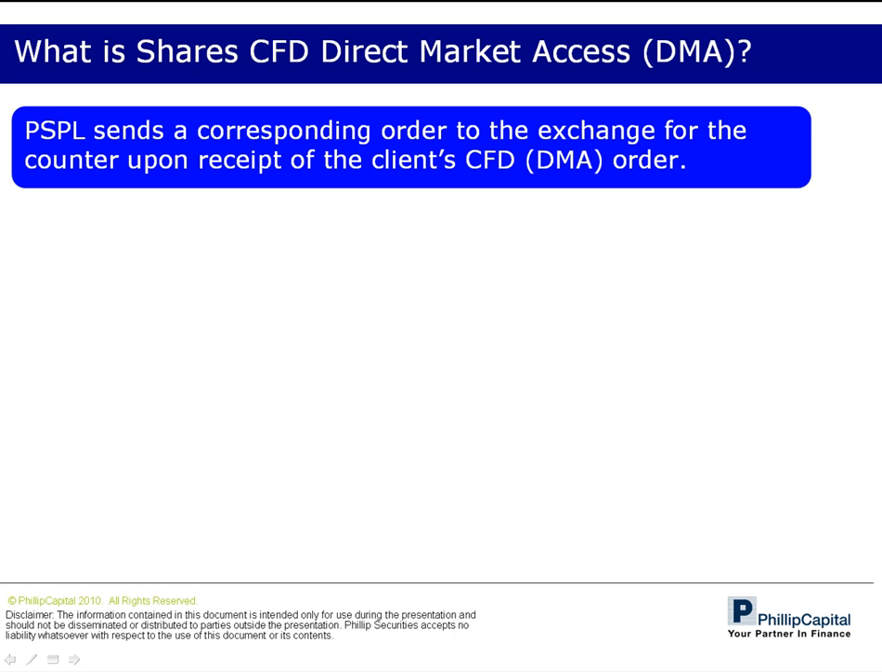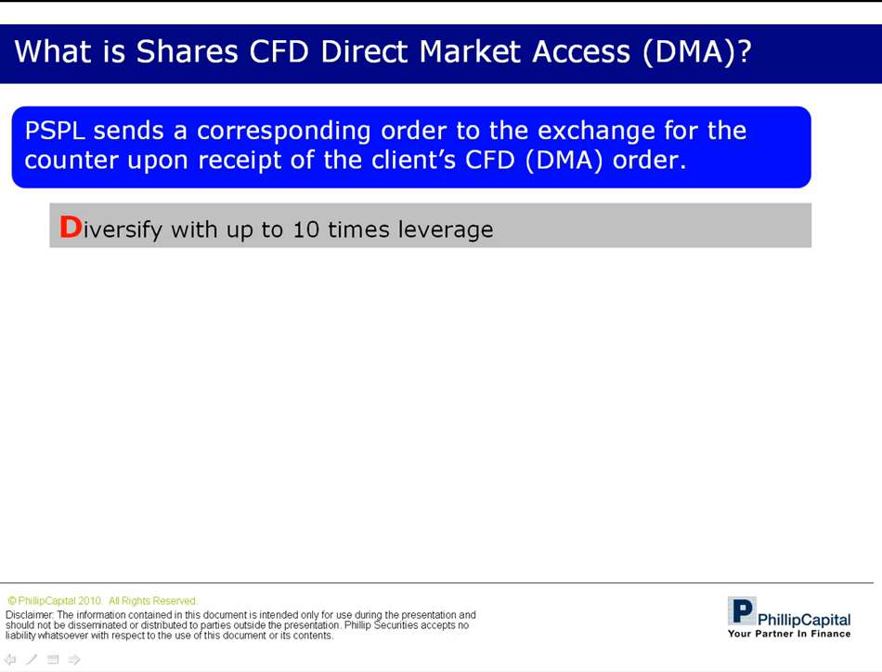Phillip Securities offers both types of equity CFD trading that cater to the different trading preferences of our clients. When a client submits a shares CFD DMA order, Phillip Securities sends a corresponding order to the exchange for the counter upon receipt of the client's order. Clients enjoy up to 10 times leverage using Phillip CFD DMA. As CFD DMA is traded on margin, clients only need to pay as low as 10% of the total contract value to establish a position.